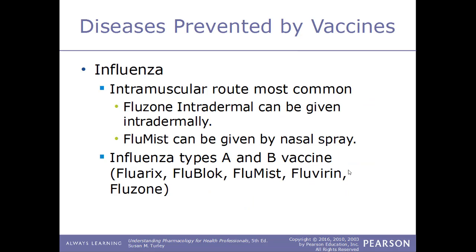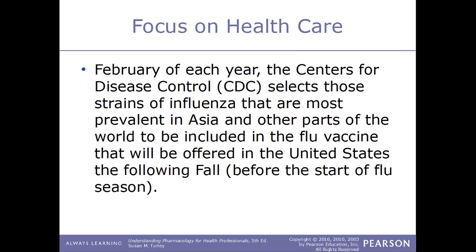The most common route of administration for an influenza vaccine is intramuscular, and the vaccine Fluzone Intradermal can be given intradermally. FluMist can be given by a nasal spray, but by far the most common route would be intramuscular. And some examples of trade names for influenza type A and type B vaccine include Fluarix, Flublok, FluMist, Fluvirin, and Fluzone.